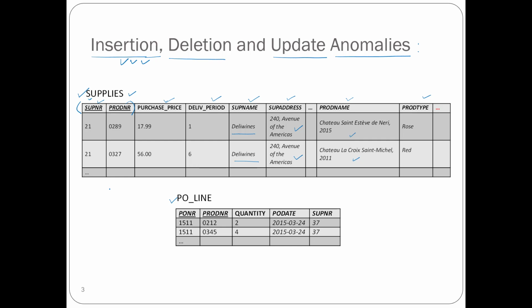Similarly, you cannot have the information about a product in this relation if the product does not have any supplier. So that is an example of insertion anomaly.